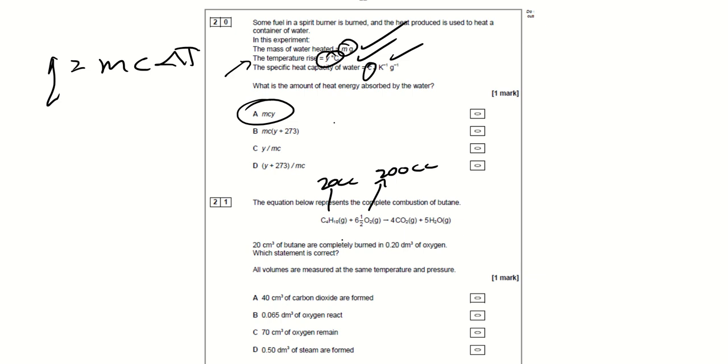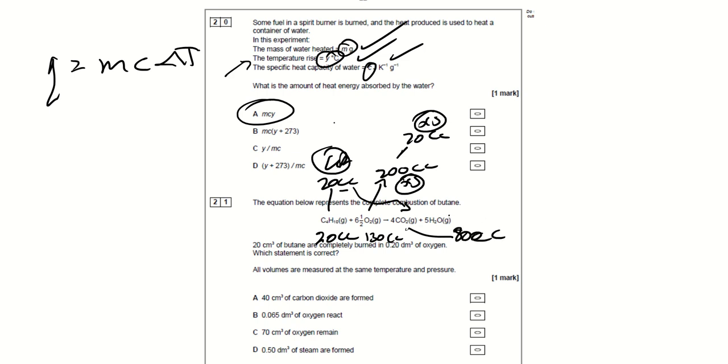Well, let's just work out what's going on here. We've got 20 cc's of butane. That will require 6.5 times 20 cc's of oxygen, which is 130 cc's. So you're going to have 70 cc's of oxygen left over, unreacted, which also means that the oxygen is in excess. So my limiting reactant is butane. I have 20 cc's of that, and it's a 1:4 ratio to carbon dioxide, so I'm going to make 80 cc's of carbon dioxide, and with the 1:5 ratio I'm going to make 100 cc's of steam.